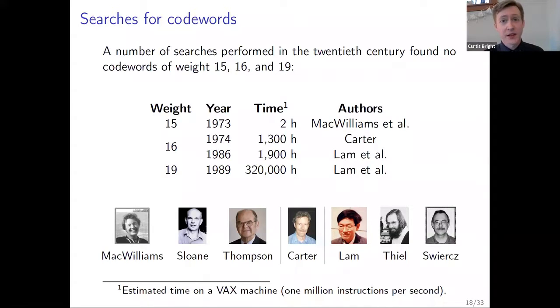You can see the running times here are quite extensive, especially in the higher weights. These running times were scaled to be on a VAX machine, which was a super mini machine of the era. You know, it was the size of cabinets, but it was very fast.